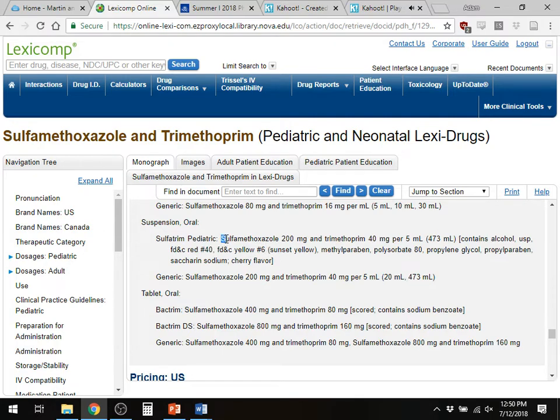Again, what do you notice here? It's sulfamethoxazole 200 milligrams and trimethoprim 40 milligrams per 5 mLs. This just tells you how big the bottle comes in the pharmacy. You don't really care about that so much.